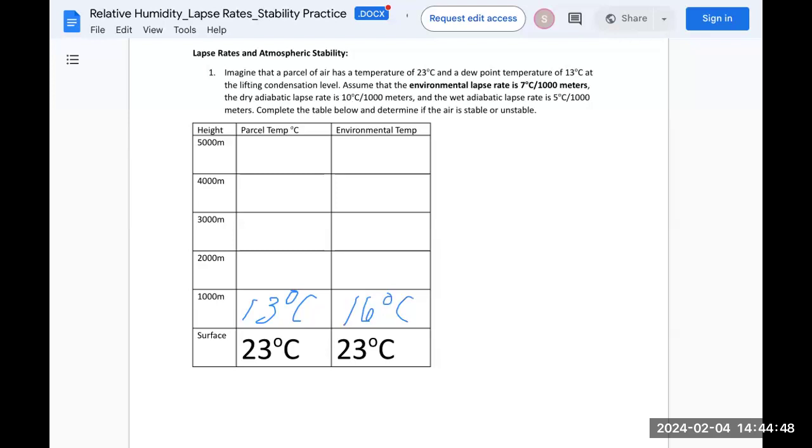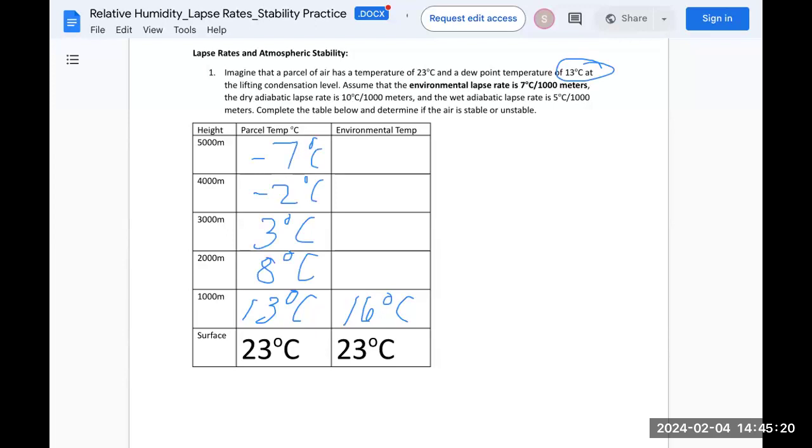At 13 degrees for the parcel, I have now hit my dew point temperature. So instead of subtracting by 10, I will now subtract by 5. And I'm just going to go ahead and keep going up with this one. So I get 8 degrees, and then I get 3 degrees, and then -2, and then -7 degrees Celsius. So parcel temp's pretty cold up at 5,000 meters.